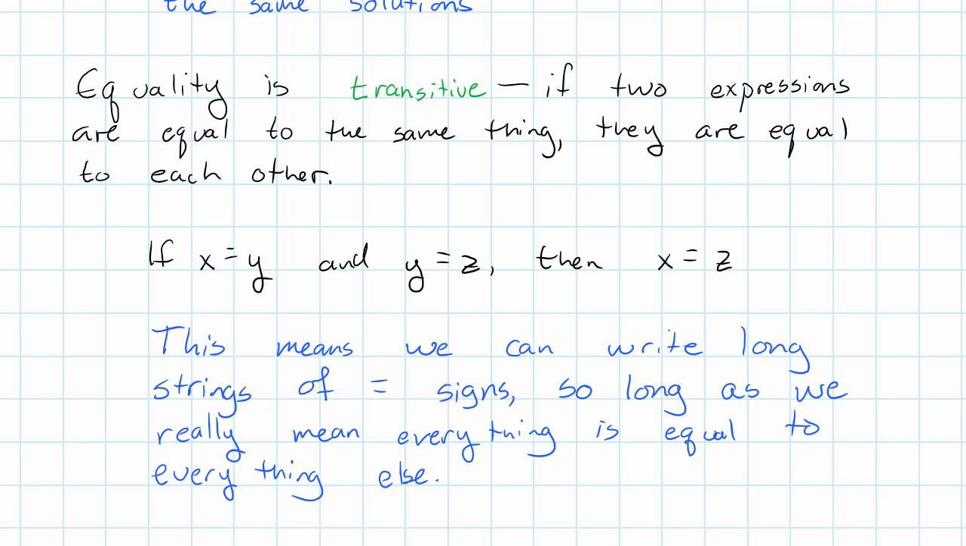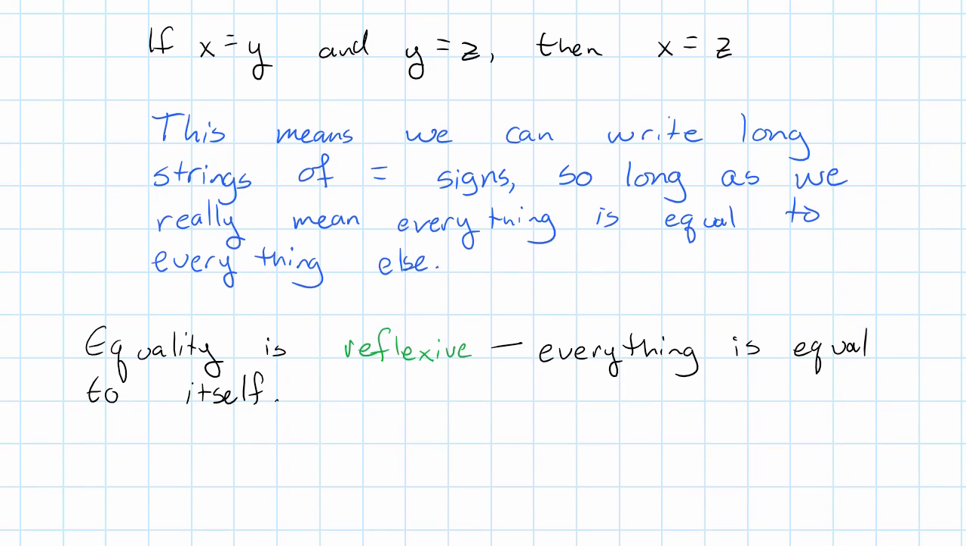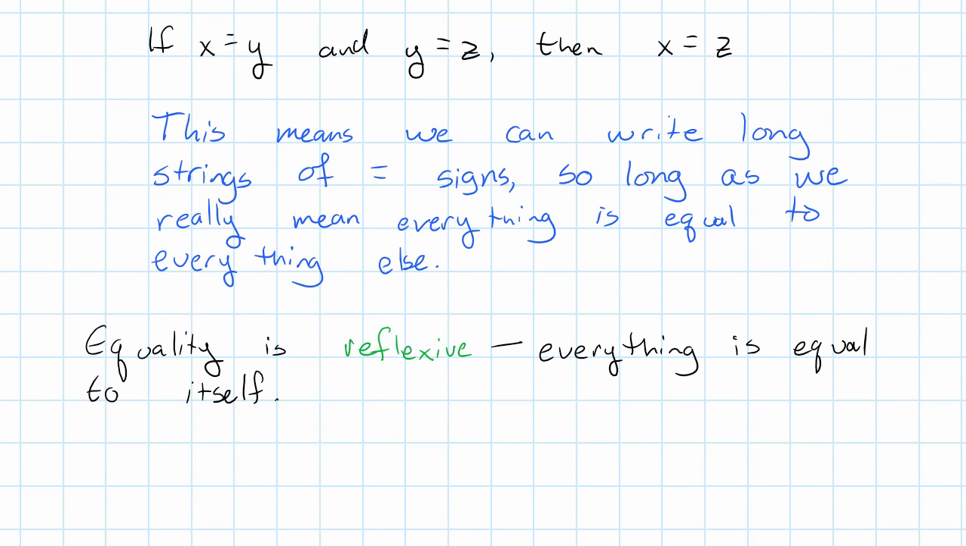The last basic property of equals, I'm just going to mention, although we aren't going to get that much mileage out of it at first, is this. Equality is reflexive. Everything is equal to itself. So that means that x equals x is always true, no matter what.